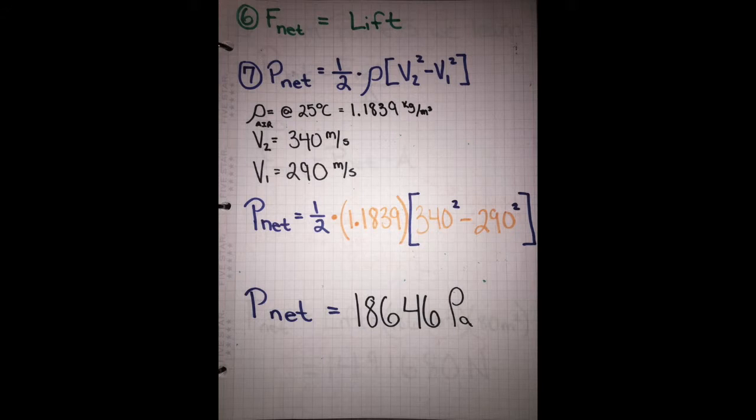So P net equals 1/2 times rho times (V2 squared minus V1 squared). We get rho as a given, V2 as a given, and V1 as a given. By simply completing the multiplication, we get that P net equals 18,646 pascals.